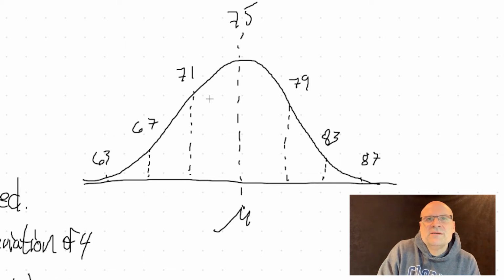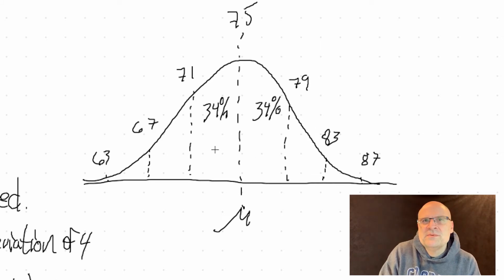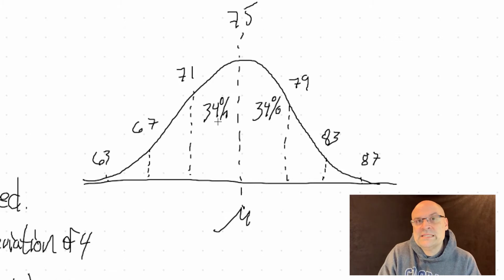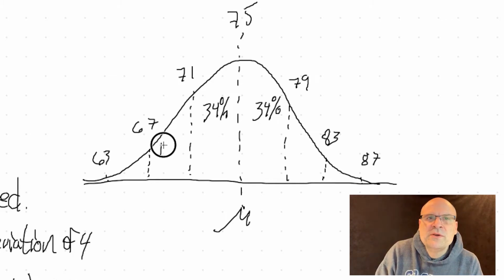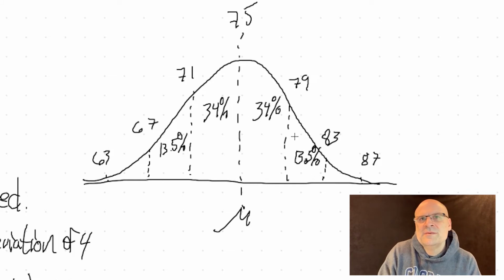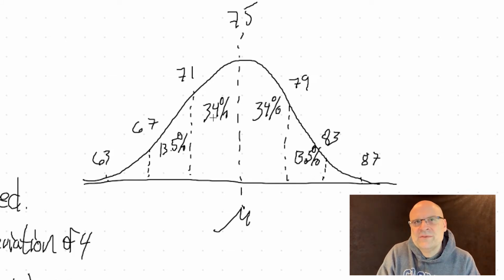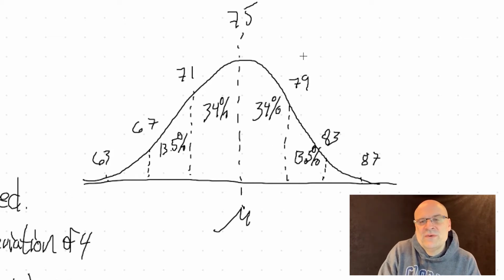If this whole thing is 68%, that means this thing is 34%. This is 34%. Okay, and if this is 95%, well, that means this has to add up to 47.5, and this has to add up to 47.5. So these little slivers would be 13.5%. So there's only 13.5% that lie in this category here. Because if you add these together, that's 47.5% plus another 47.5%. So that is 95%.